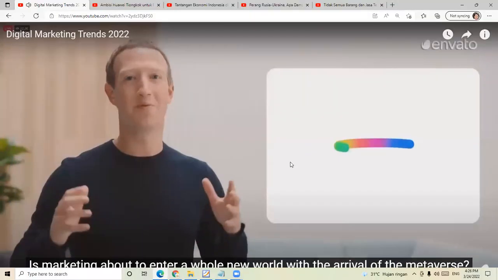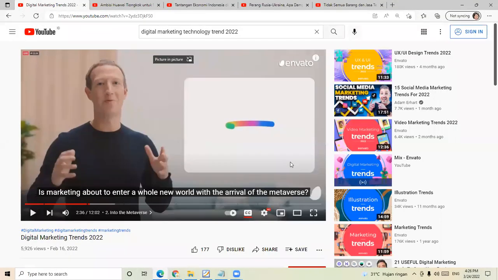Okay, the first one is digital storytelling. That's the trend in 2022. This year, I think last year it was also a trend that we have to tell story to convince people. And the second one is, I think the most interesting part is metaverse.